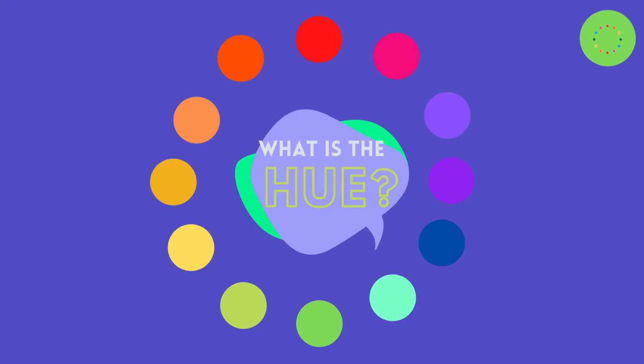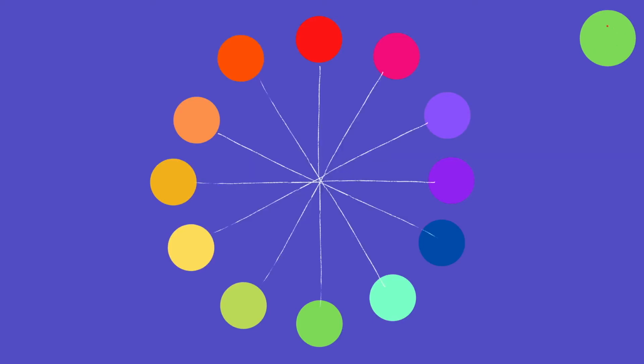When referring to colors in art, you can say, what is the hue? And that means what is the color's name? What color is that? Complementary colors complement each other, just as it says. They make each other look good and brighter. And these are the colors opposite each other on the color wheel.